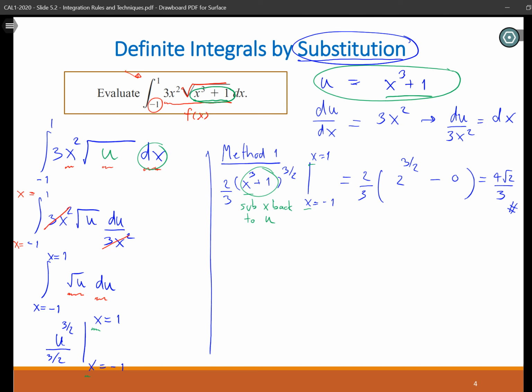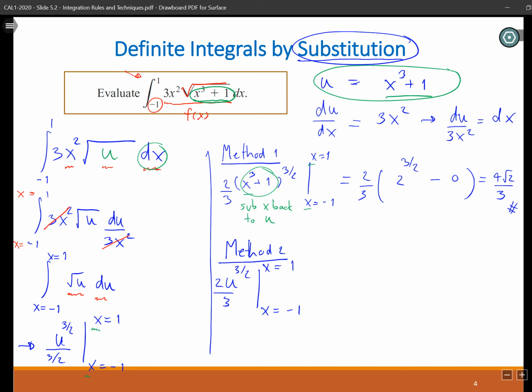Okay. Now, this is not the only method that you can follow in order to get this answer. You can do another way. So let's take a look here. Method 2. So let's start here. u to the power of 3 over 2, and 2 over 3. Let's start from right here. And you have to evaluate at x equal to minus 1 and x equal to 1. All right, so we are going to do something different here.